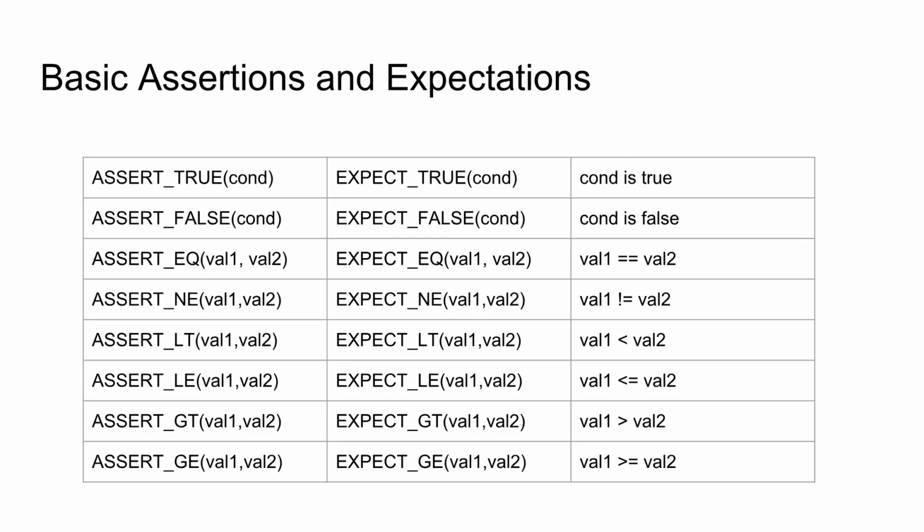Okay. So here are some of the things that you can assert or expect. You can expect some condition is true or false. You can check that two values are the same, different, less than, greater than, less than or equal to, greater than or equal to. These comparisons are all going to call the overloaded operators for that class if you're testing a class. So if you don't provide an equals equals, you can't do assert equals my class to another version of my class. But you could do assert true on some complicated expression where it basically says they're equivalent.